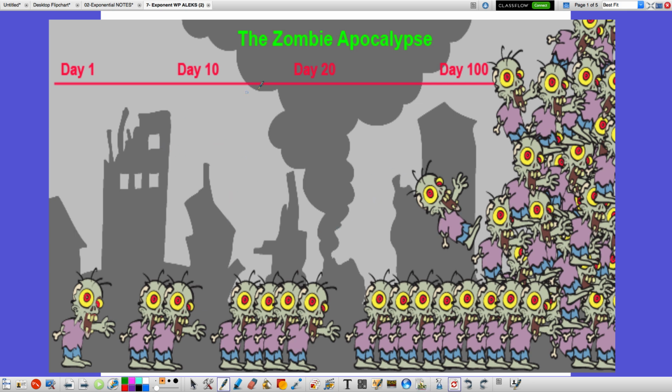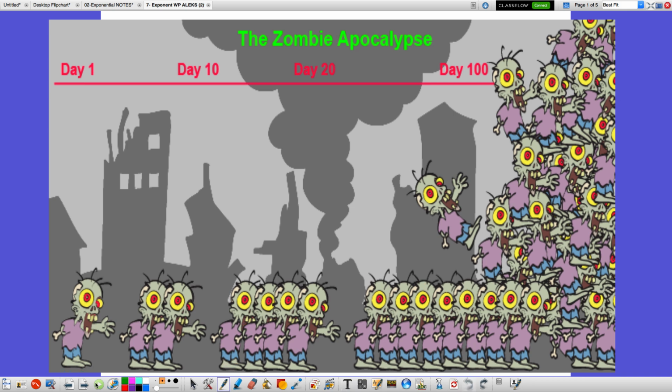So here we can see the zombie apocalypse. It starts out day 1 with a zombie. Day 2 is 2 zombies, then 4, then 8. Then by day 100, how many zombies would you have? That is an exponential function. It is multiplying by a factor of 2. So that would be our common ratio. 1 would be our initial value.